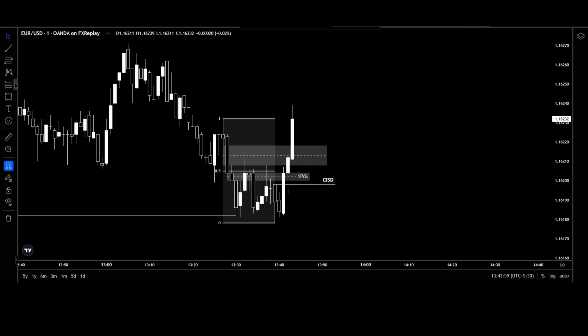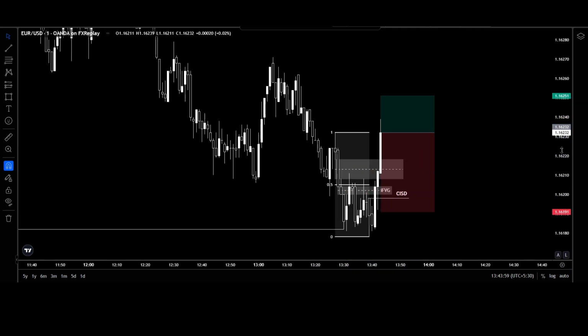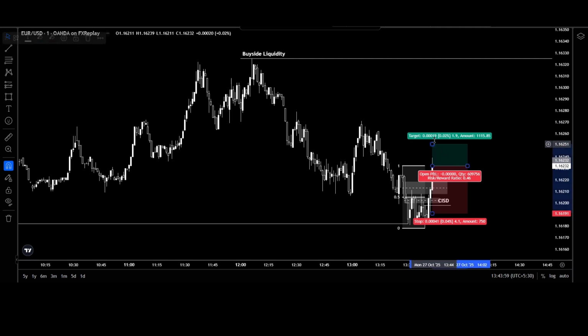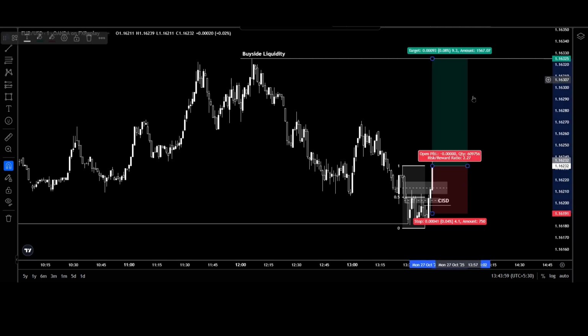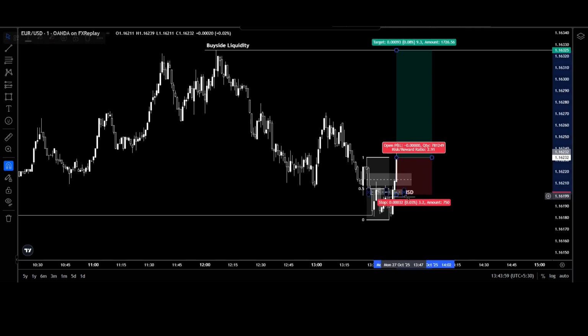The market has now invalidated that fair value gap too. And we also have another confirmation, a change in the state of delivery. Therefore, we can enter a long position, placing the stop loss below the inverse fair value gap and targeting the buy side liquidity we had already marked on our charts.